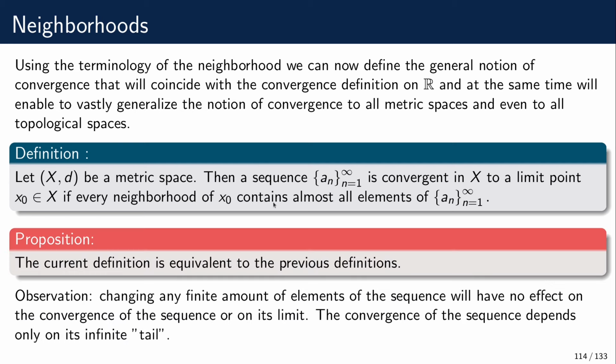And so, proposition: the current definition is equivalent to the previous definitions, at least in the case of metric spaces. Let us make this observation. Changing any finite number of elements of a sequence, as we've said, will have no effect on the convergence of the sequence or on its limit. So convergence is really a property of the infinite. It depends only on the infinite tail of the sequence, and not on its head, or its initial starting elements. It's an emerging property of infinity, so to say.